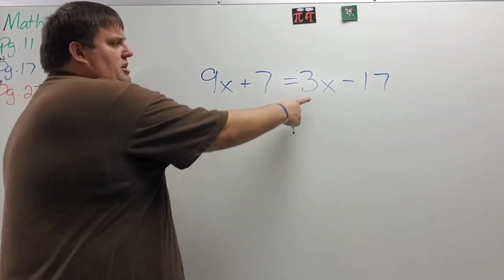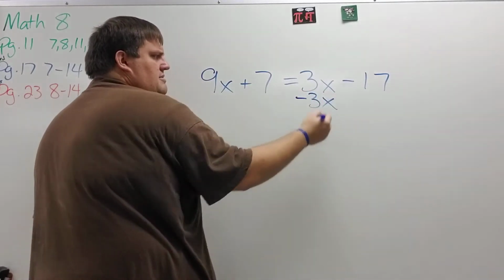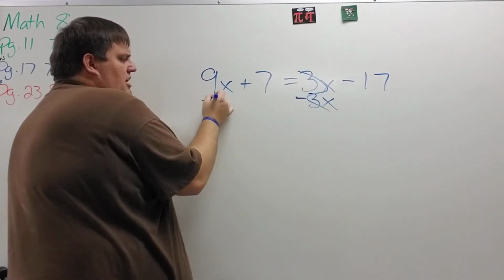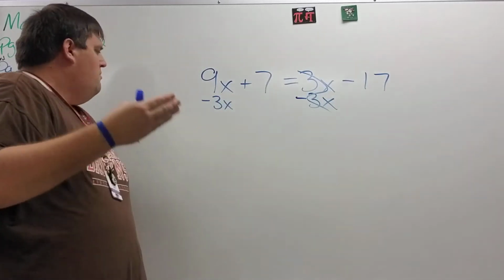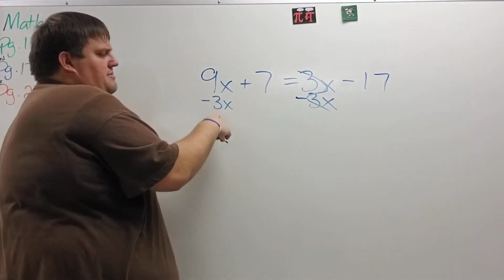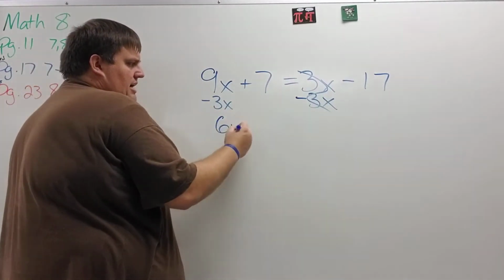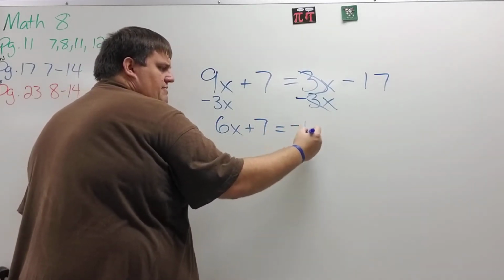So I think I'm just going to minus 3x. So over here, I'm going to subtract 3x. And then we're just going to line it up. So we know we have to do whatever we do to one side, we have to do to the other side. We're just going to match that up with the like terms, right? So 9x minus 3x, that's going to give me my 6x plus 7. And then over here we still have negative 17.